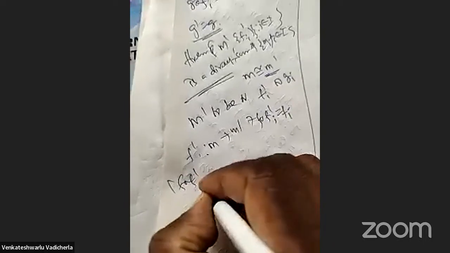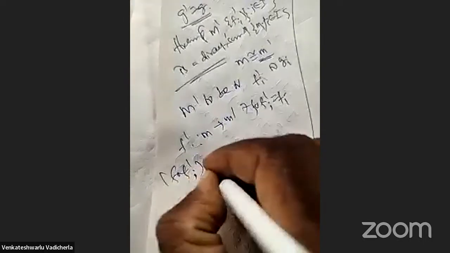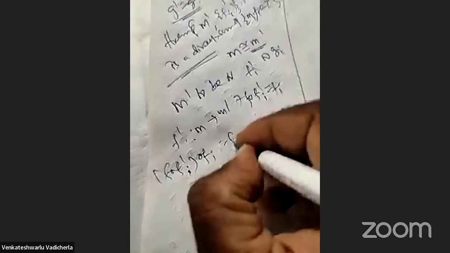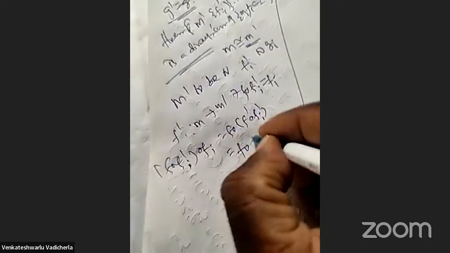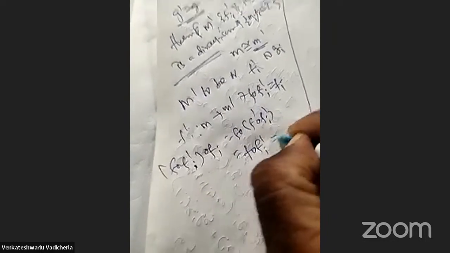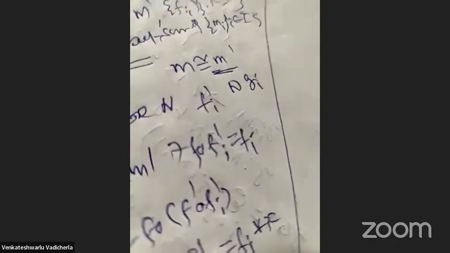So f dash is a mapping from capital M to M dash, such that f circle f dash of i is equal to f of i, where i belongs to I. Then f circle f dash of i is f circle of f of i. So f circle f dash circle of i is equal to f of i for all i belongs to I. Similarly, the same thing.